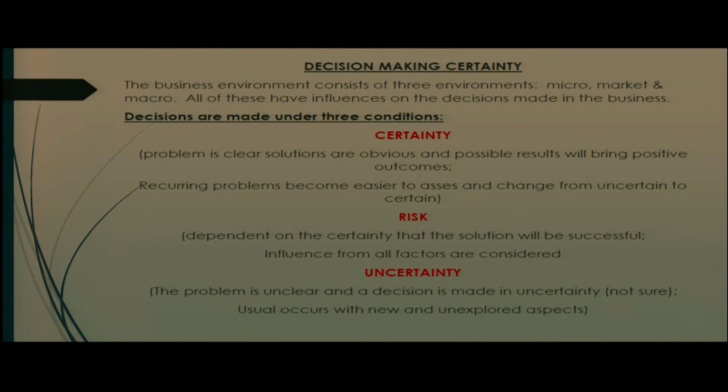Decision-making certainty. The business environment consists of three environments: the micro, market, and macro. All of these have influences on the decisions made in the business. Decisions are made under three conditions. Certainty: where the problem is clear, solutions are obvious, and possible results will bring positive outcomes. Recurring problems become easier to assess and change from uncertainty to certain.